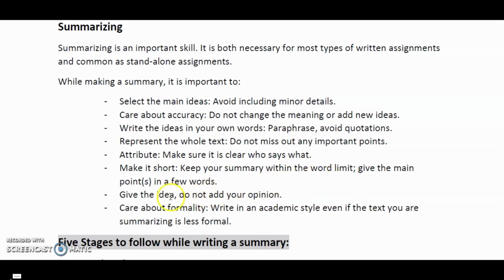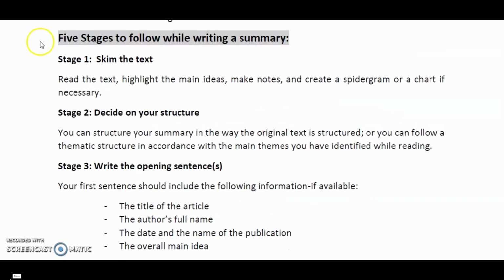Give the idea, do not add your opinion, and care about the language formality. Write in an academic style, even if the text you're summarizing is less formal. There are 5 stages to follow while writing your summary. The first one is skimming and making sure we understand the text.